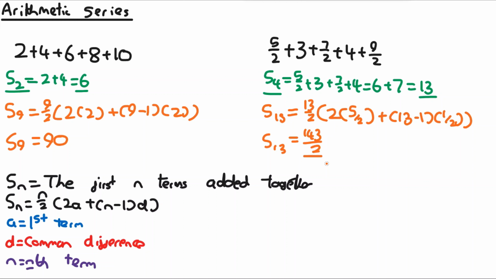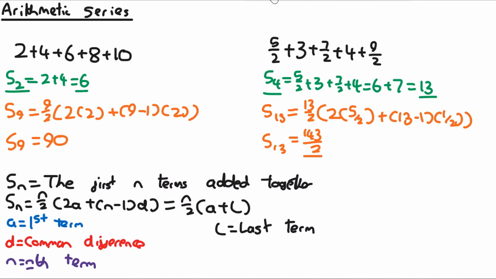Now, there is another formula for figuring out Sn. And this is where Sn is equal to n over 2 of a plus L instead, where L is equal to the last term in the series, or it could be like the nth term in the series, whatever the nth term is that we're going up to.